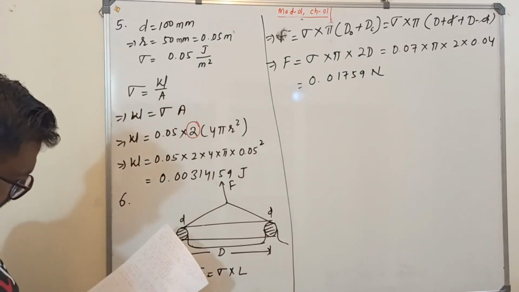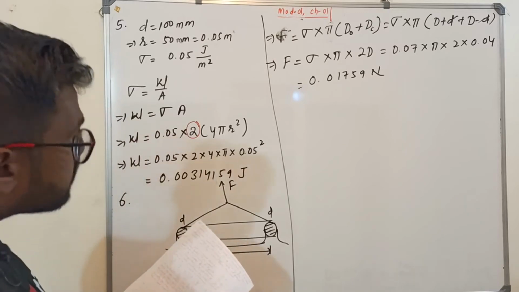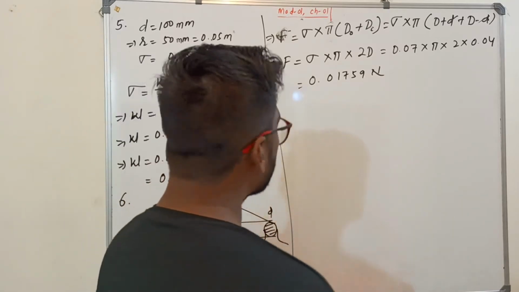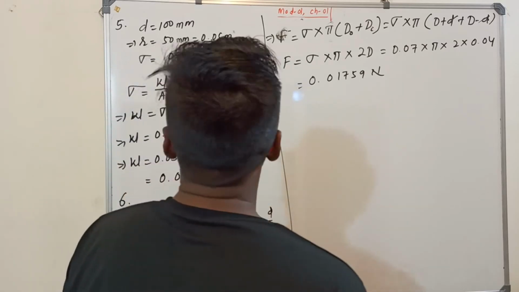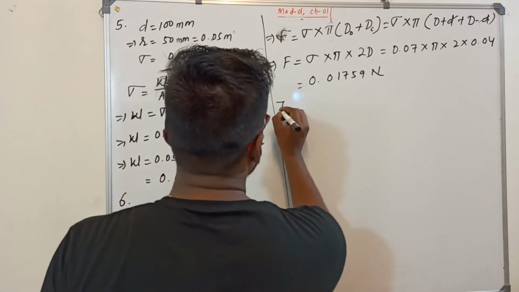What is the answer? Correct. 0.0175 is the answer. Okay. I have solved all this problem and I have noted down the answers actually. So if you are getting this, you are correct.